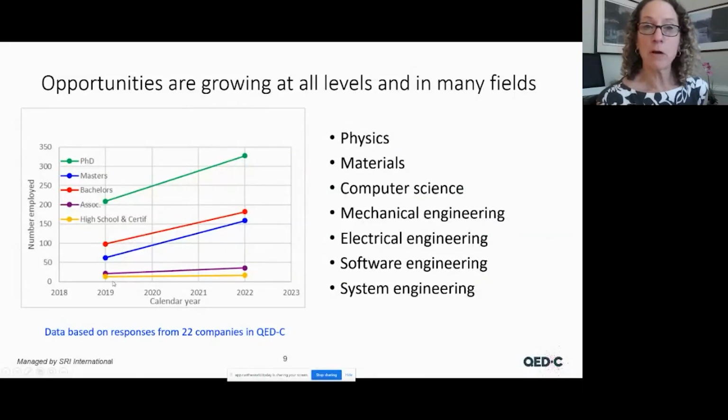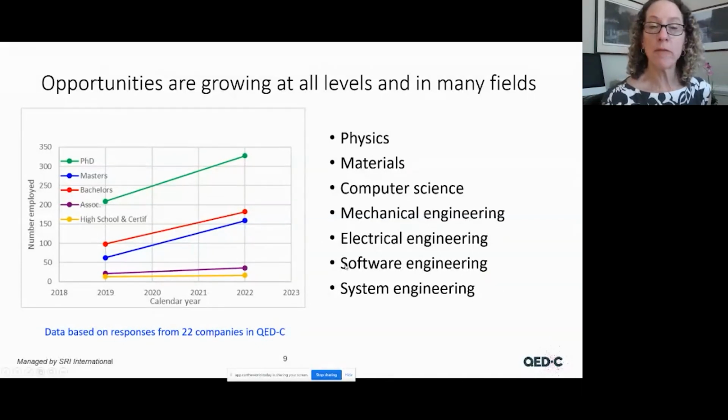So on the left are some of the data showing how many individuals they have now and how many they thought they would have in 3 years. Of course, this was pre-COVID. Who have a PhD, that's green, a master's, that's blue, a bachelor's, that's red, or earlier, high school or associate degrees, which are less significant today. And all of these high-level degrees, bachelor's, master's, and PhDs, are going up over the next 3 years, according to the companies that responded to the survey.